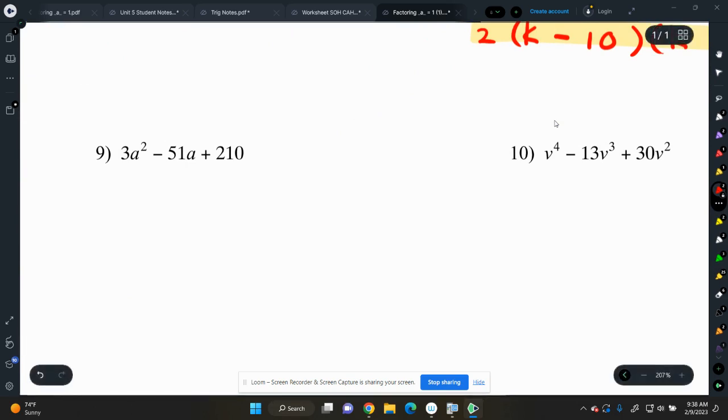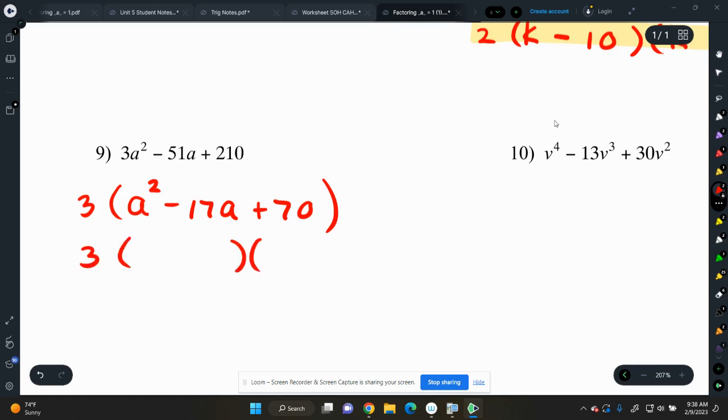All right. Number 9. Damien, how about number 9? Take out a 3. We're left with a squared minus 17a plus 70. So we've got a in both parentheses. And what did you get? A minus 7, a minus 10. Very good.